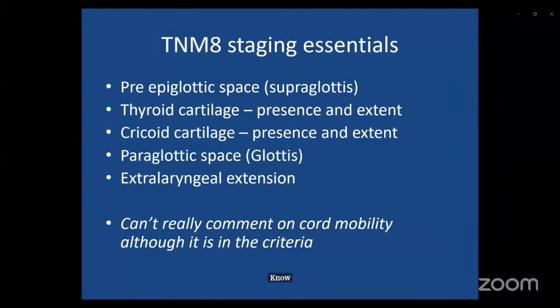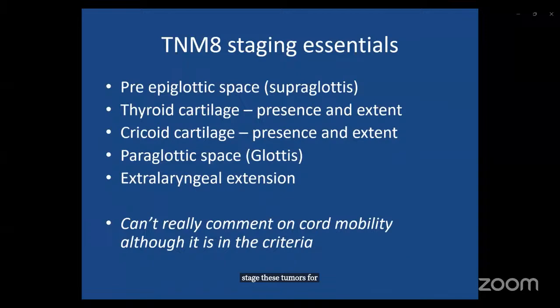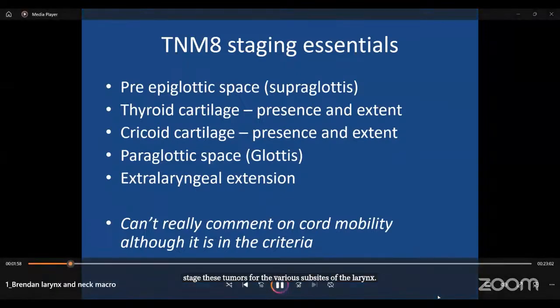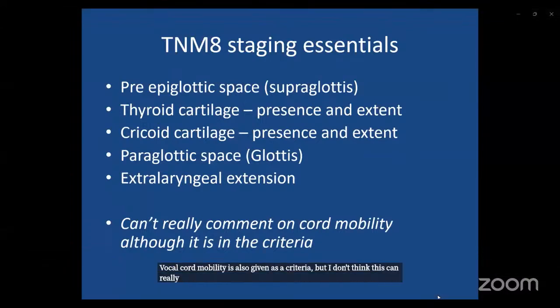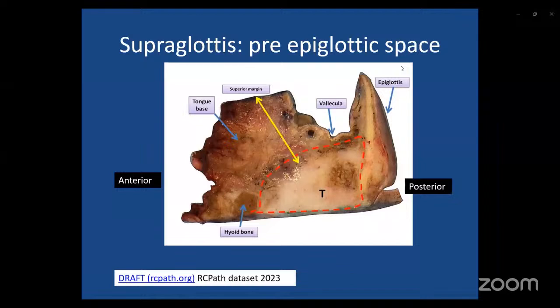Knowledge of these structures, the pre-epiglottic space, the thyroid cartilage, the cricoid cartilage, the paraglottic space and the extralaryngeal tissues is essential to be able to stage these tumours for the various subsites of the larynx. Vocal cord mobility is also given as a criterion, but I don't think this can really be reliably commented on in pathology specimens.